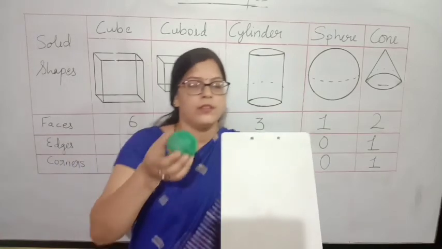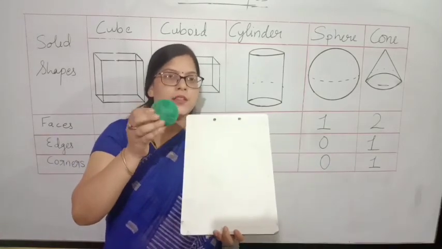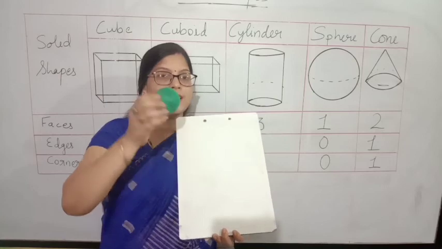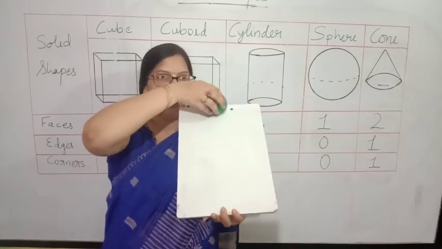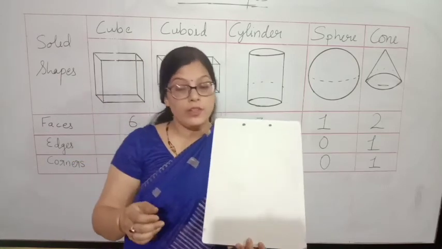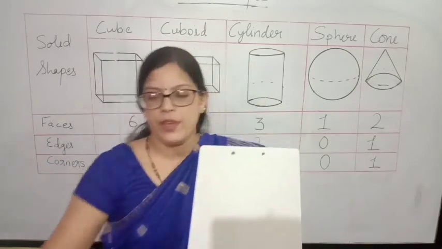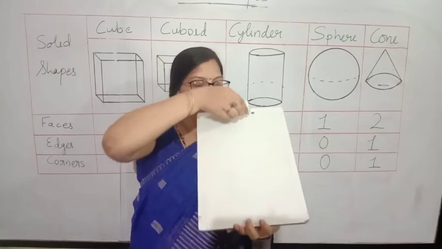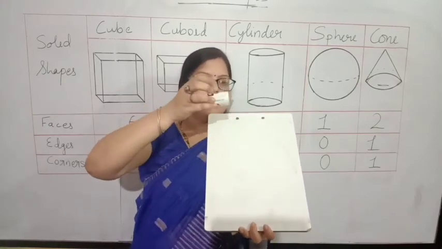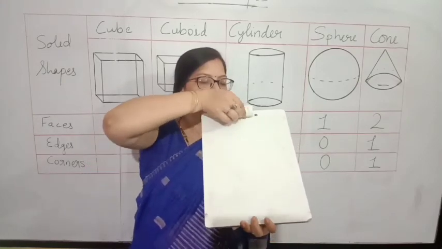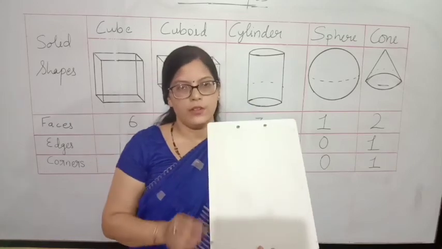But solid shapes with curved face, with curved surface, will roll down. It is rolling down. It is not sliding, it is rolling down. See here, cylindrical shape, it has this curved surface. It is rolling down.